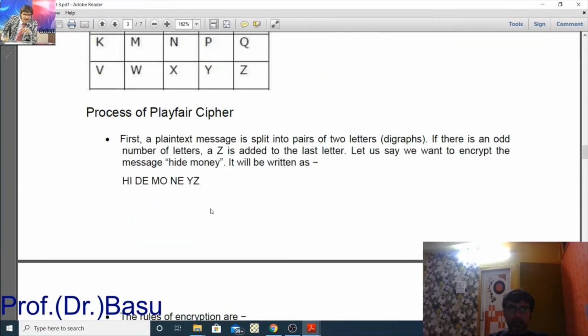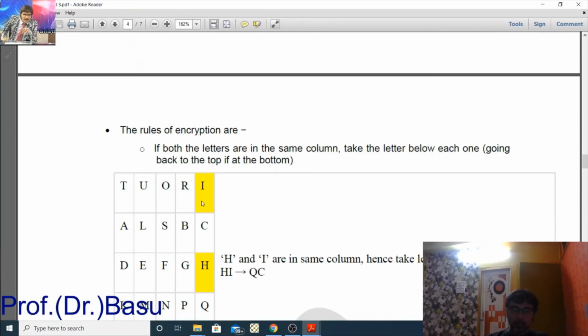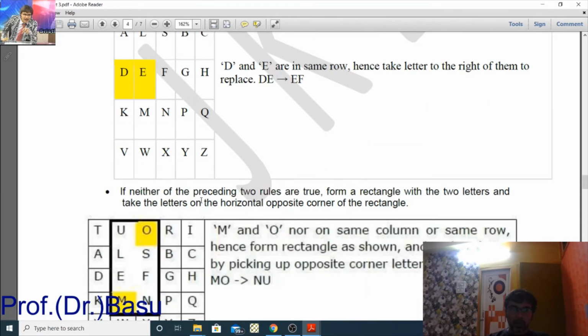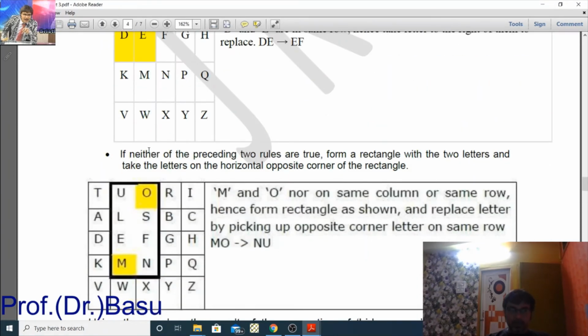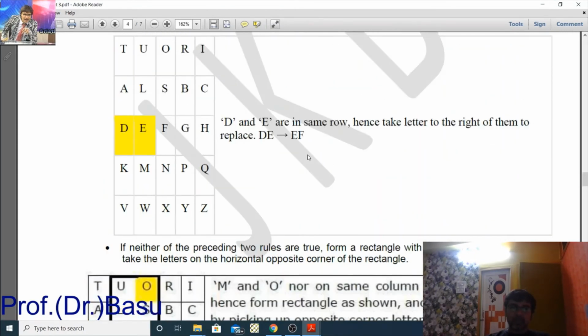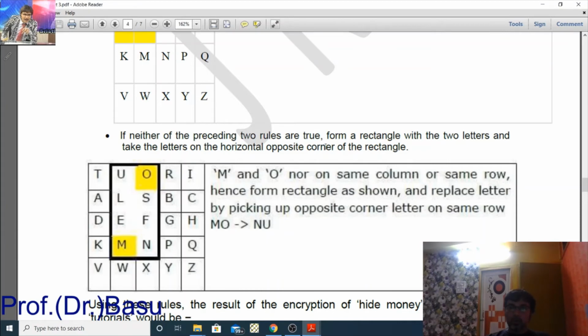Now for MO, let's see how we get the pattern. This rule will be applied if neither of the preceding two rules is true. That means if the characters are neither in the same row nor in the same column, then the third rule will be applied. Here we will form a rectangle, an inner rectangle within the matrix, so a sub-rectangle may definitely be formed.